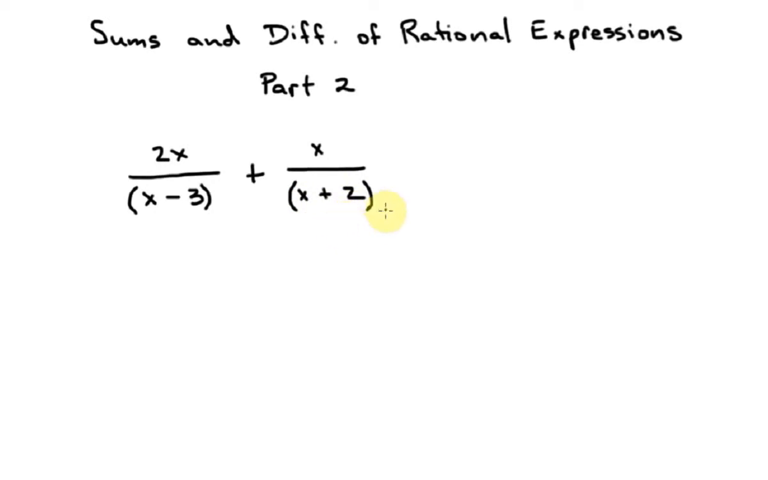So what are we going to do to build a common denominator? Well, we're stuck with x minus 3, and we're stuck with x plus 2. So we're going to go ahead and multiply this side by x plus 2. Now we've got to do the same thing on the top. And over here, we've got to multiply the top and bottom by, you guessed it, x minus 3.